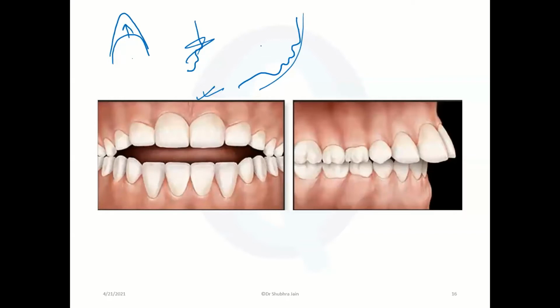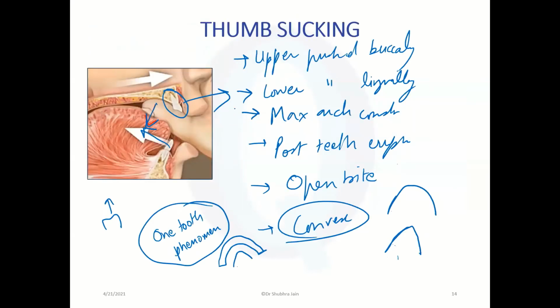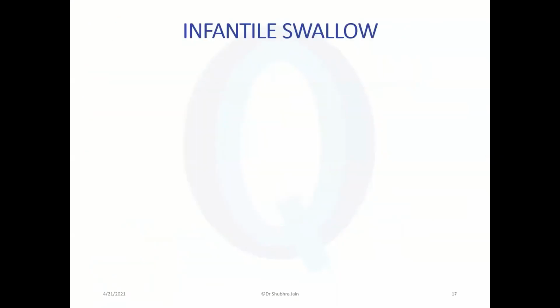Ma'am, how would posterior teeth eruption be there? Posterior teeth eruption would be there because this thumb is keeping the mouth open. This is why the posterior teeth can erupt. They are free to erupt. There is no normal occlusion there, and the posterior teeth are free to erupt. That will lead to the backward rotation of the mandible. Somebody said backward rotation. It was a very good answer.